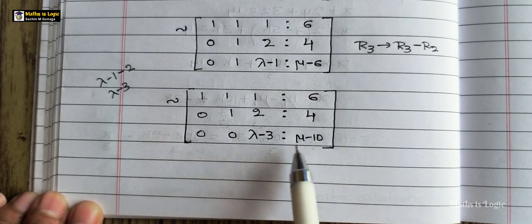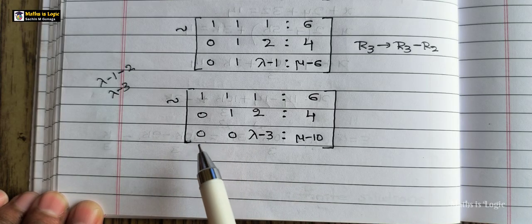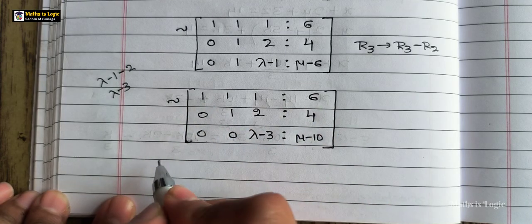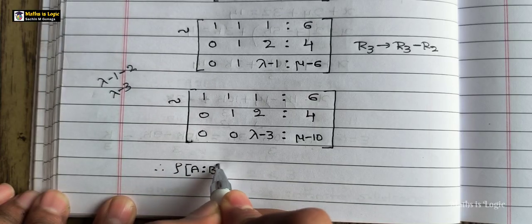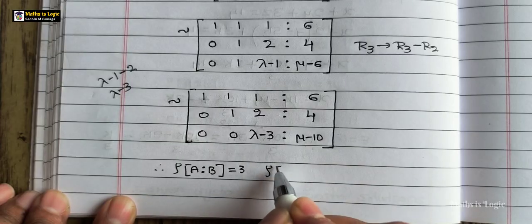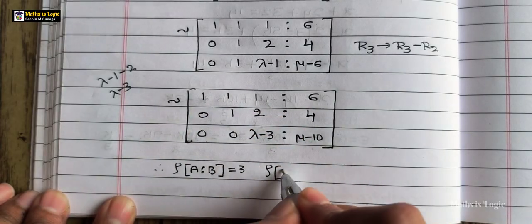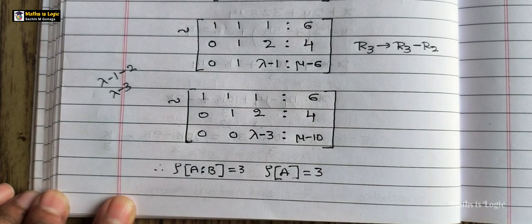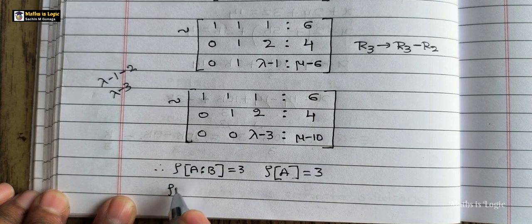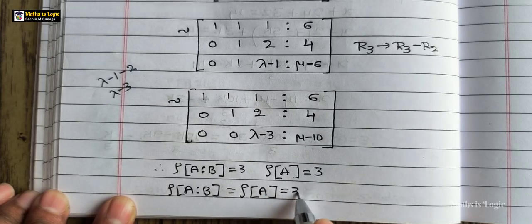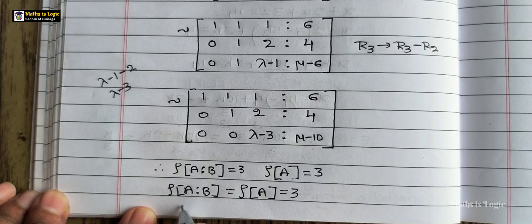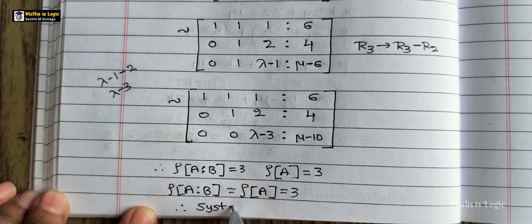Now we reduced it to echelon form. Here total 3 non-zero rows are there. Therefore rank of augmented matrix is 3. Rank of coefficient matrix, that is rank of A, is also 3. Therefore rank of augmented matrix is equal to rank of coefficient matrix. We are getting 3. Therefore system is consistent.